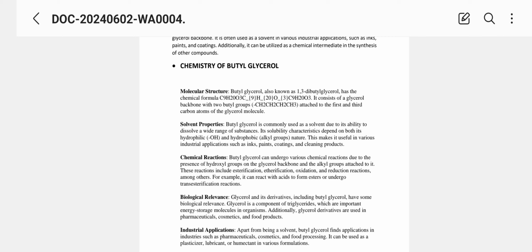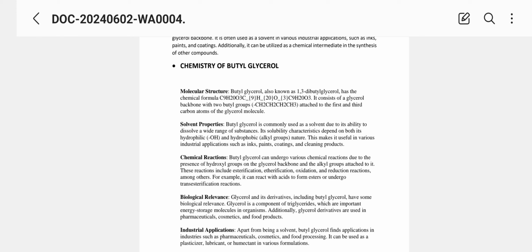Chemical reaction. Butylglycerol can undergo various chemical reactions due to the presence of hydroxyl groups on the glycerol backbone and the alkyl group attached to it. These reactions include esterification, oxidation, and reduction reactions, among others. For example, it can react with acids to form esters or undergo transesterification reactions.